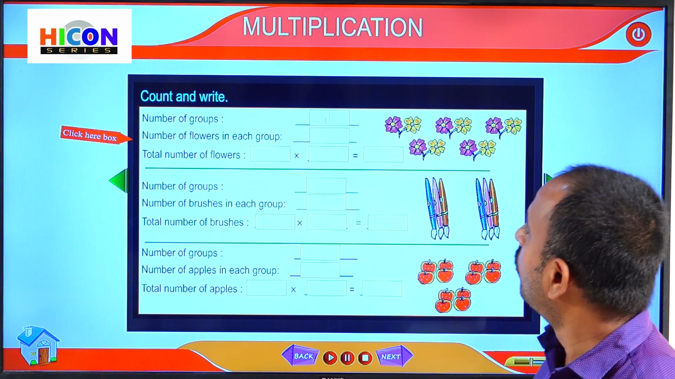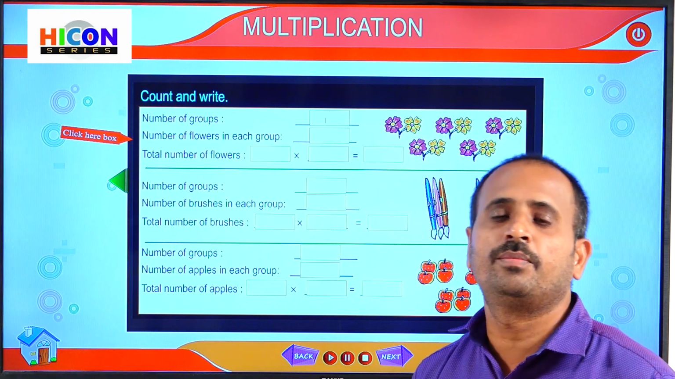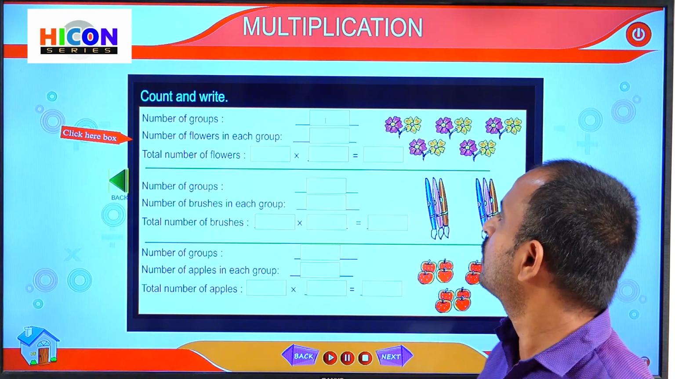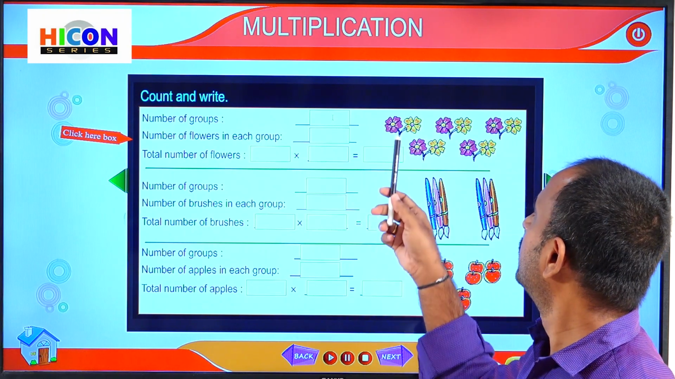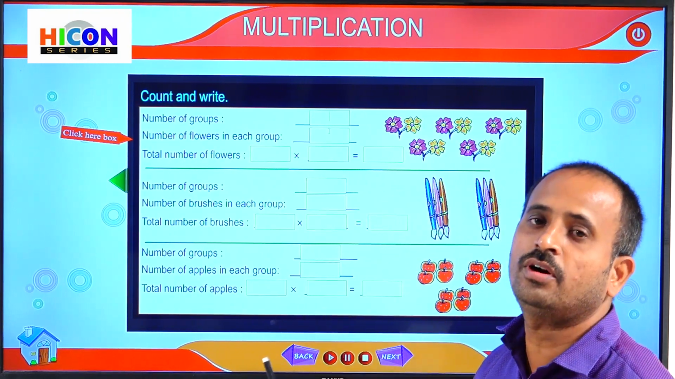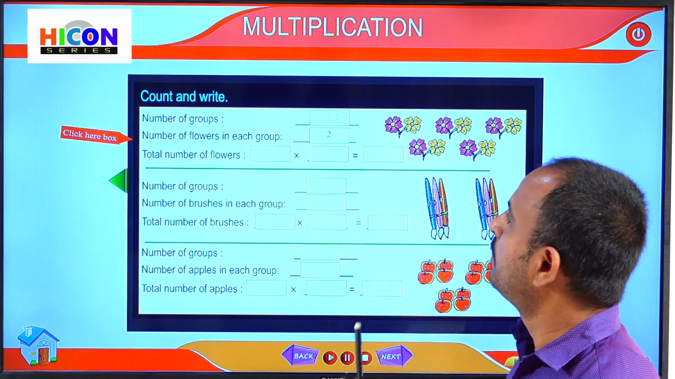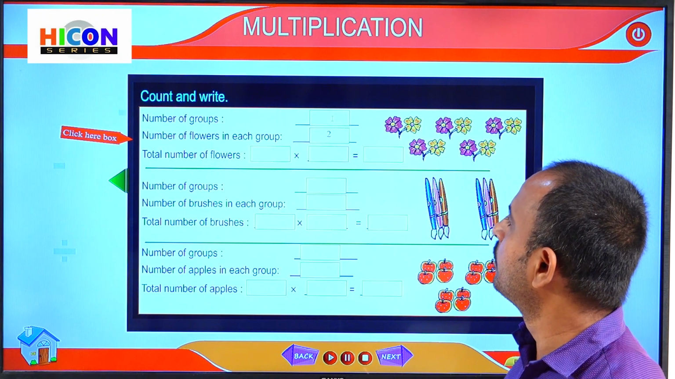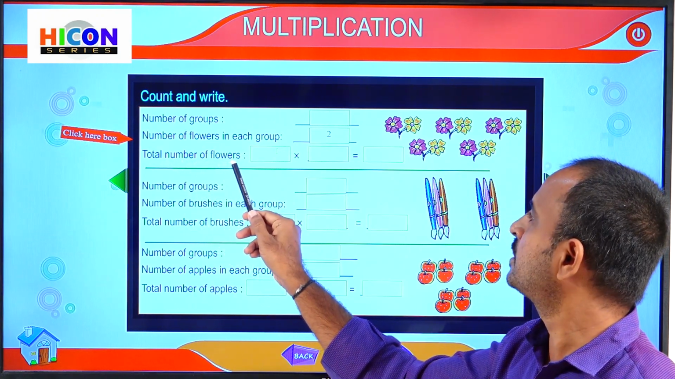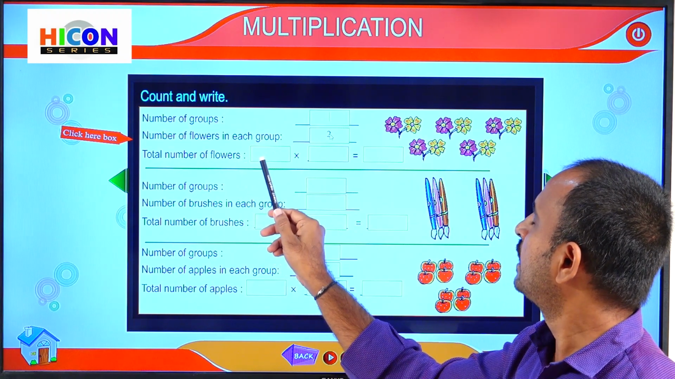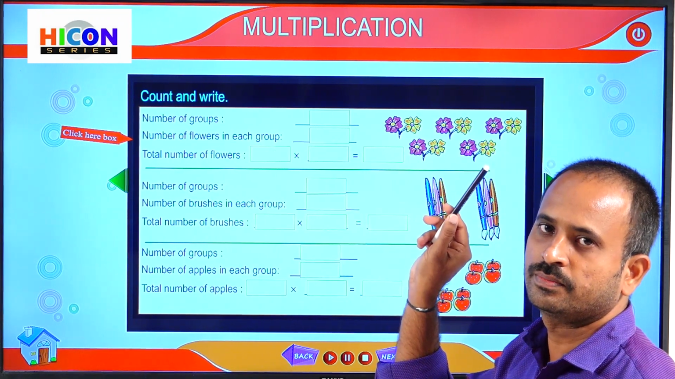So children, how can we get the total number of flowers? We can get the total number of flowers by multiplication. Here, each group has the same number of objects. If each group has the same number of objects, we can multiply. So how can we multiply? Total number of flowers is equal to the number of groups into the number of objects in each group.